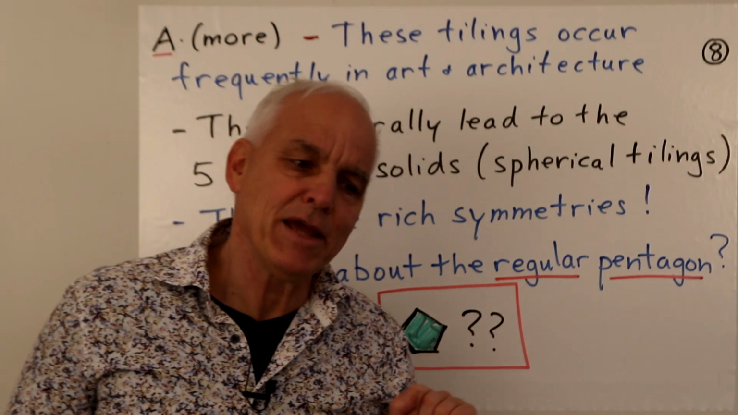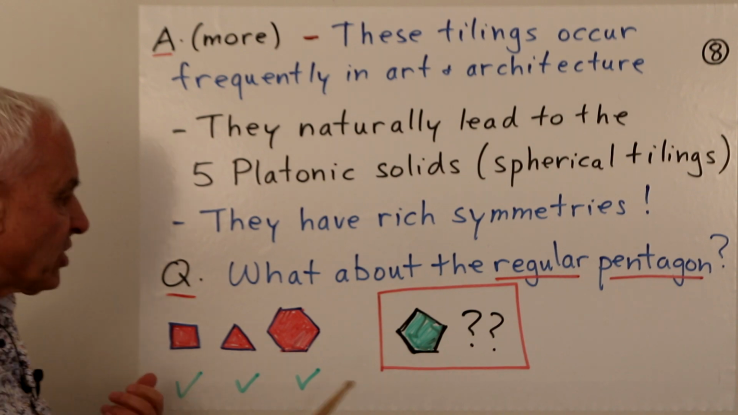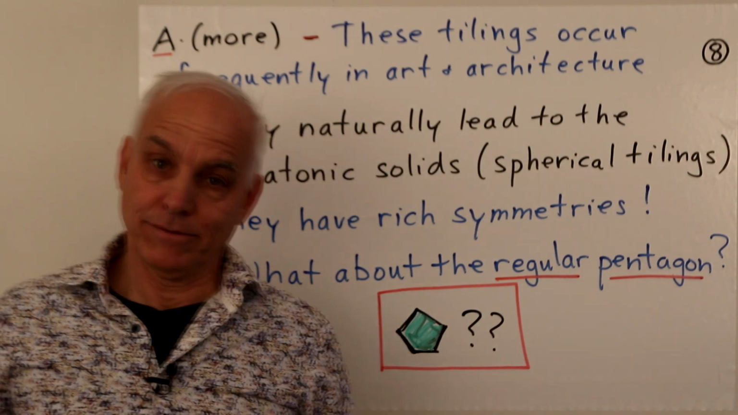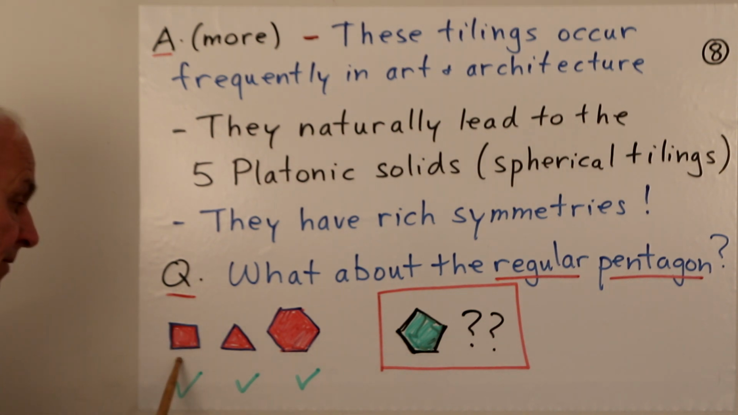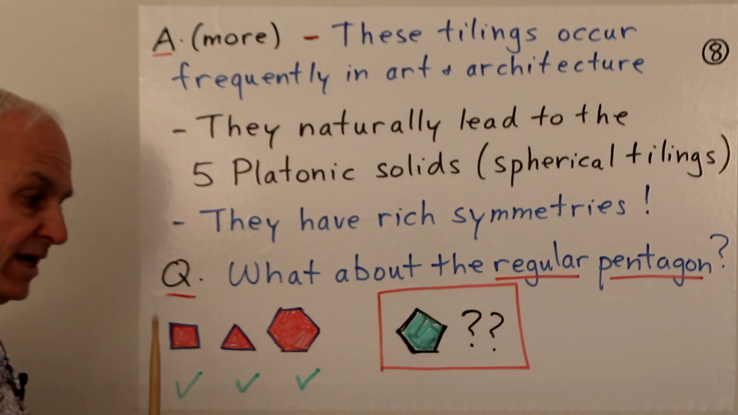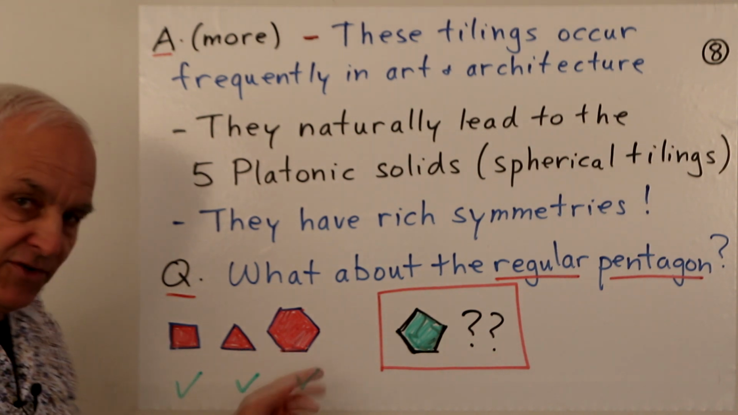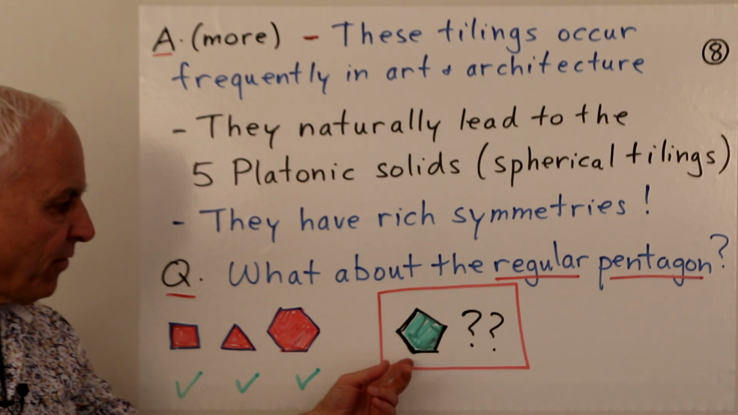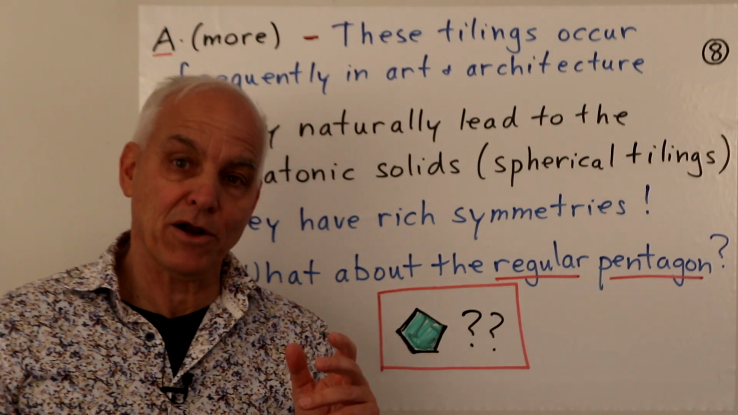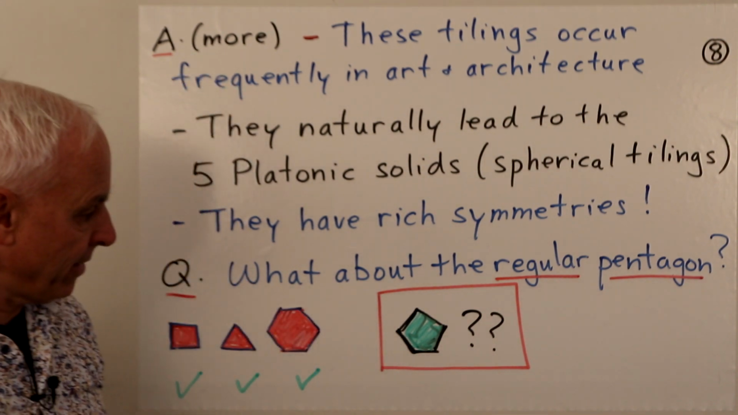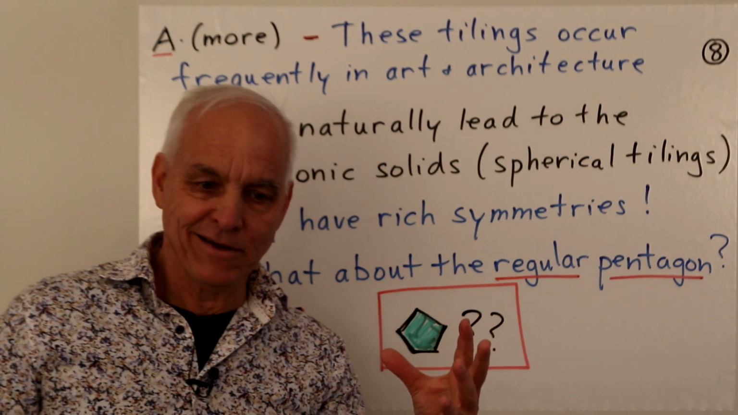Now, before we talk about what's going to happen next time, I do want to pose an intriguing question that maybe has occurred to some of you. The question is, what about the regular pentagon? The 3 tilings that we've used so far are the square, the equilateral triangle, and the regular hexagon, with 4 sides, with 3 sides, and with 6 sides. But what about the tile with 5 sides, the regular pentagon? Shouldn't that also be the cornerstone of some nice tiling?